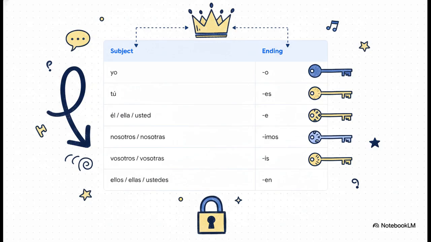Well, this table right here, this is your entire toolkit. For yo or I, you're going to add an O. For tú, the informal you, you add ES. For he, she, or the formal you, that's él, ella, or usted, it's just E. For we or nosotros, it's IMOS. For vosotros, which you'll hear mostly in Spain, it's IS. And finally, for they or you all, that's ellos, ellas, or ustedes, you add EN. These six little endings, they are the keys to the kingdom.